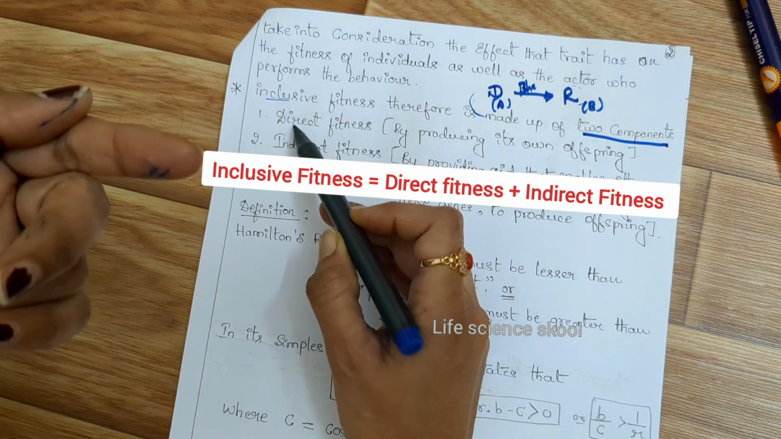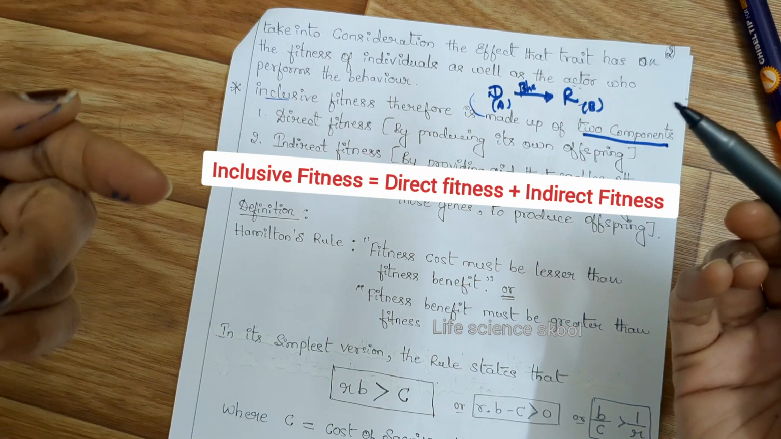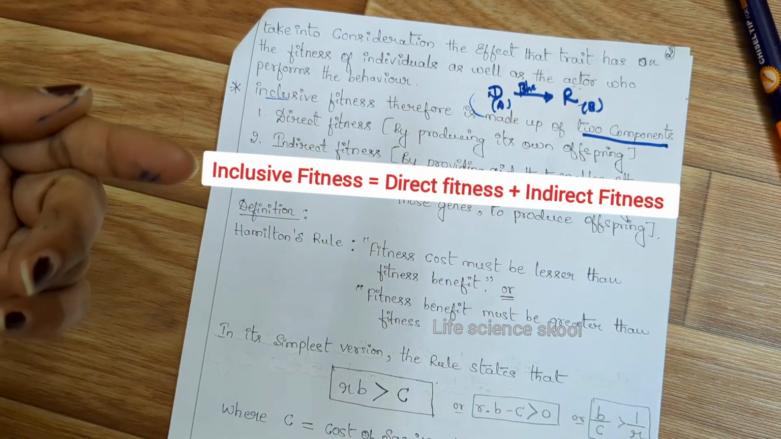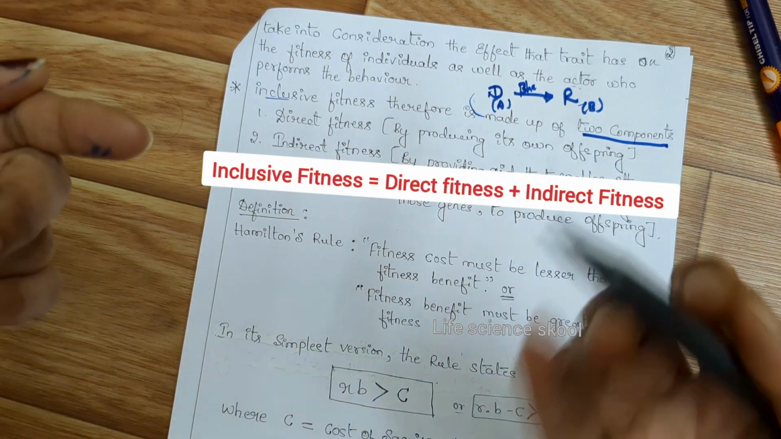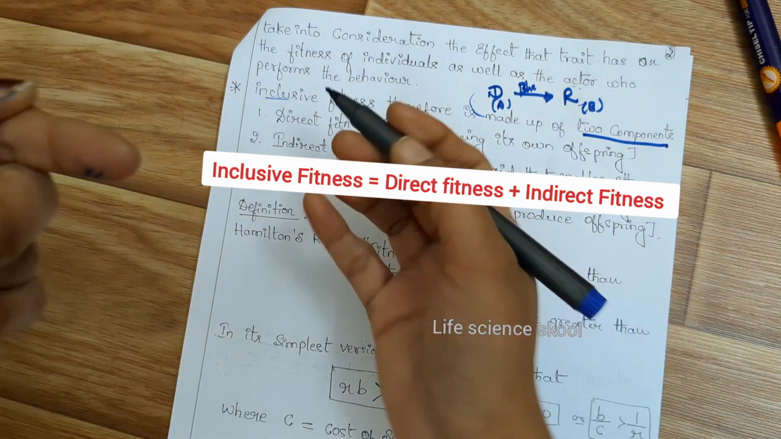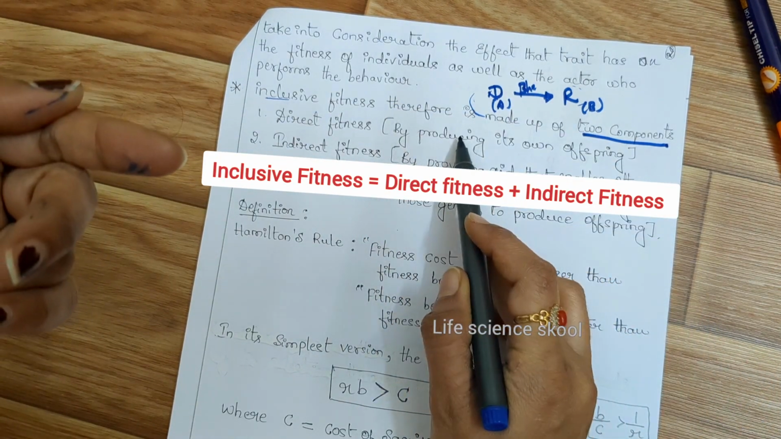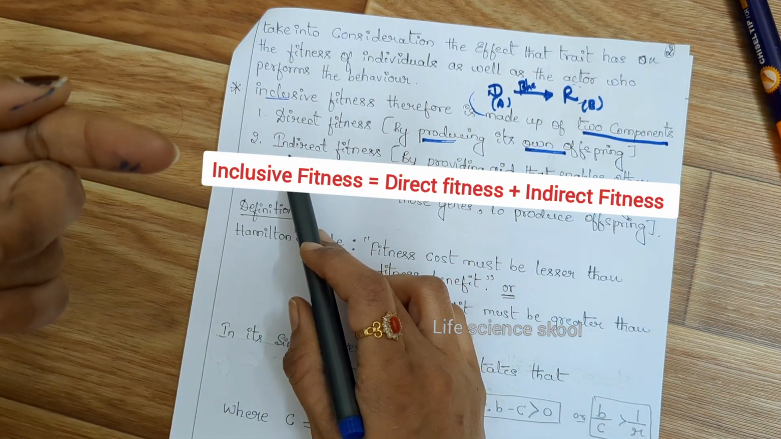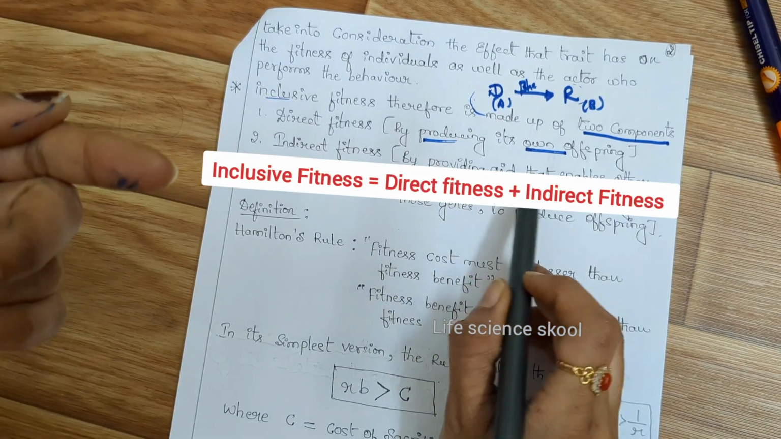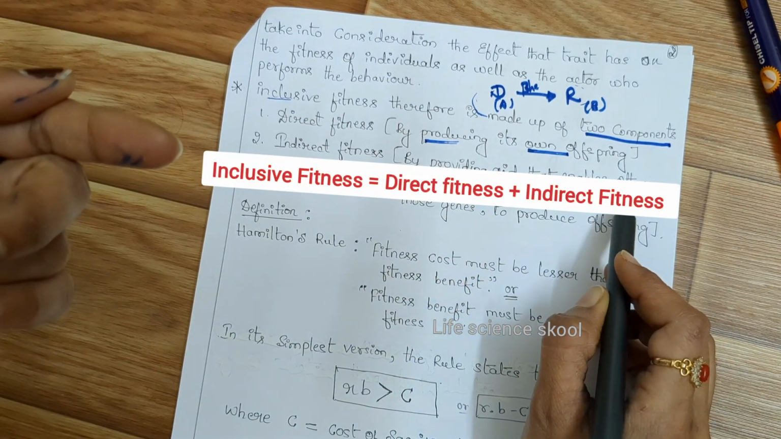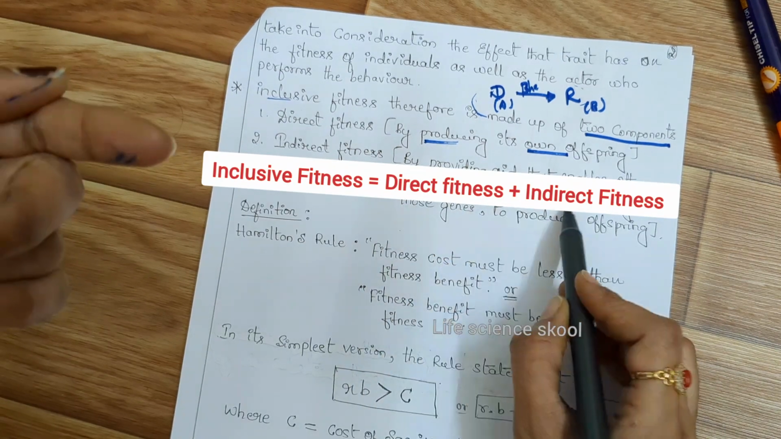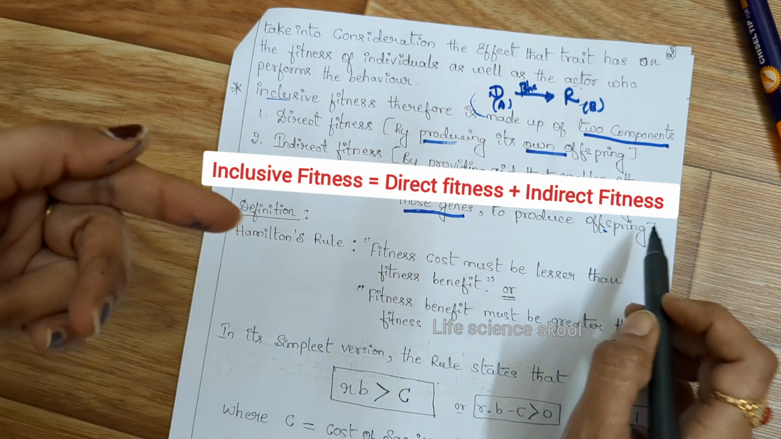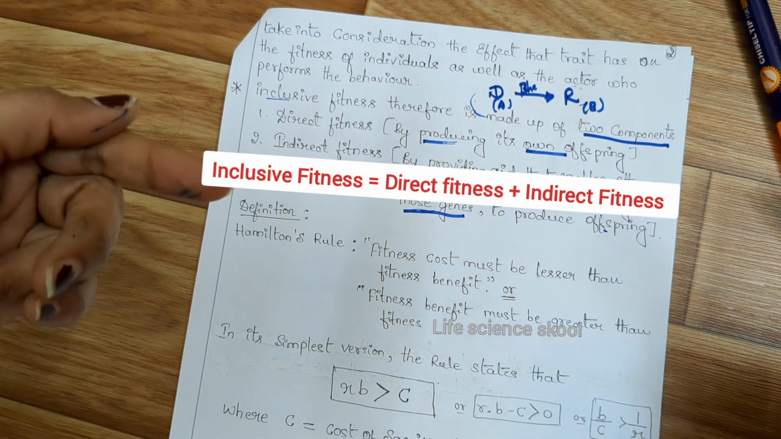What is direct fitness? Direct fitness means reproductive fitness, or reproductive capacity. It is eligible in every way and has the capacity to perform that behavior. By producing its own offspring, she is able to produce one offspring. Second, indirect fitness. Indirect fitness means providing aid or help that enables other close relatives, who share many of those genes, to produce offspring. That is indirect fitness. So inclusive fitness is composed of direct fitness plus indirect fitness.